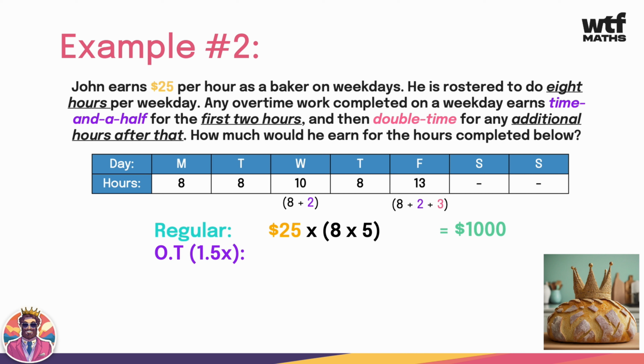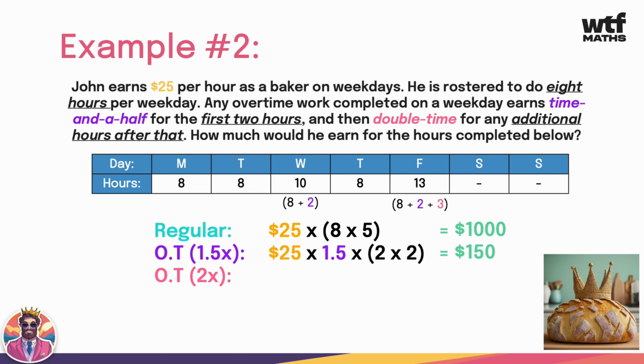When we want to calculate the overtime, all we need to do is look at the purple numbers. How many hours did he work overtime that were in that first 2 hours? So if we look at the 2 purple 2s, we can see that there's 4 hours that are going to be calculated at 1.5 times the normal rate, which will give you $150.